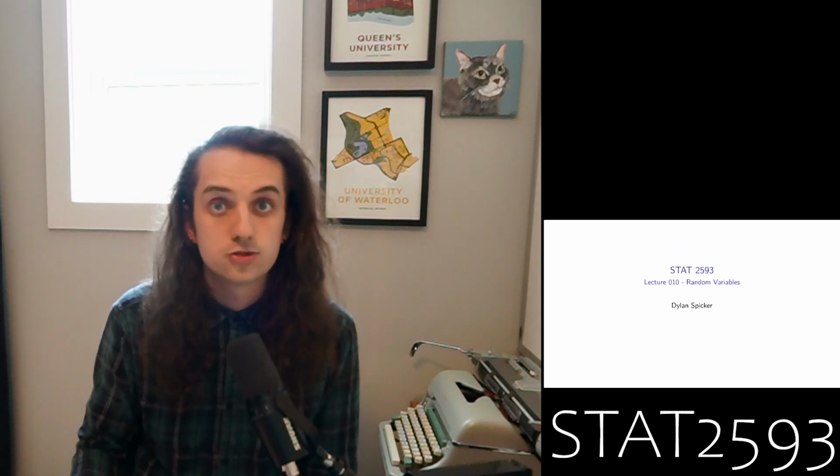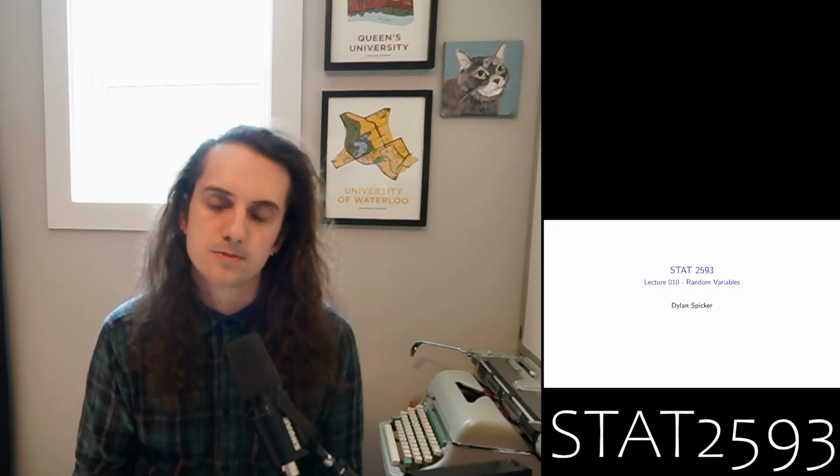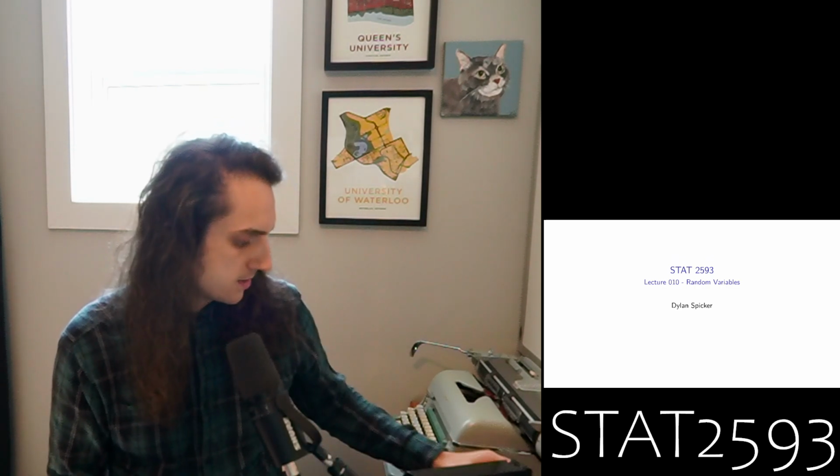So we think about drawing a card from a deck of cards, or flipping a sequence of heads and tails. But oftentimes, we're going to want to be able to summarize this information more effectively rather than thinking about the sample space as it exists in the real world. And random variables are one method for us to do this.